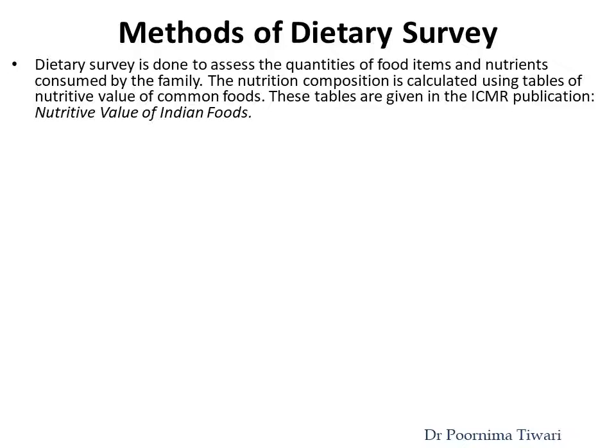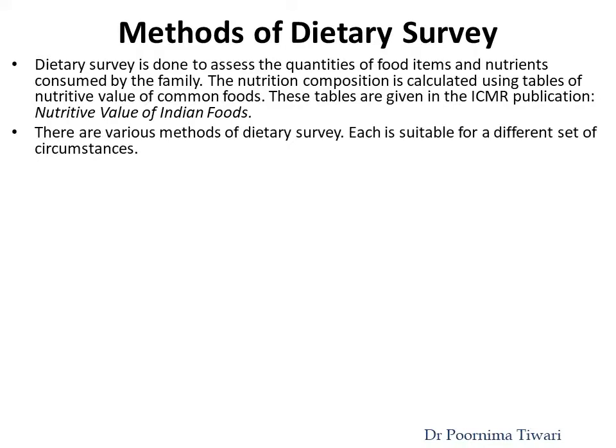So all the Indian foods have been researched upon, and the amounts of protein, vitamins, carbohydrates and minerals present in each Indian food have been researched, and the tables have been given in this publication by the Indian Council of Medical Research. Now, how is the food consumption of the family measured? That is the various methods of dietary survey. There are various methods, each suitable for a different set of circumstances.